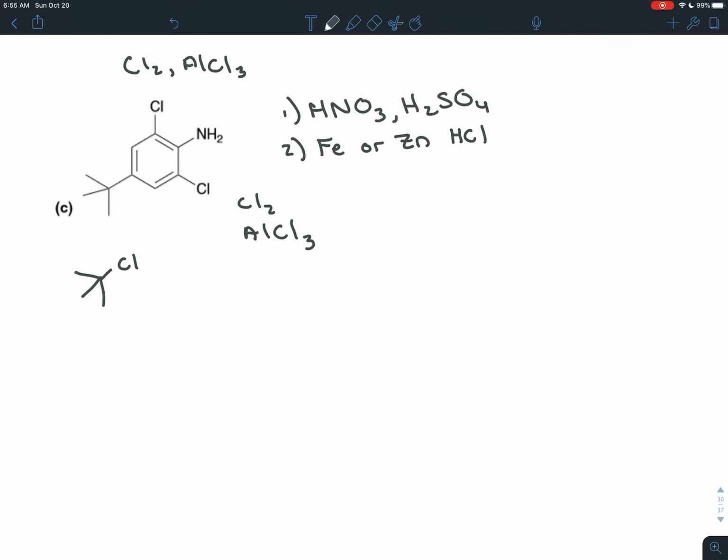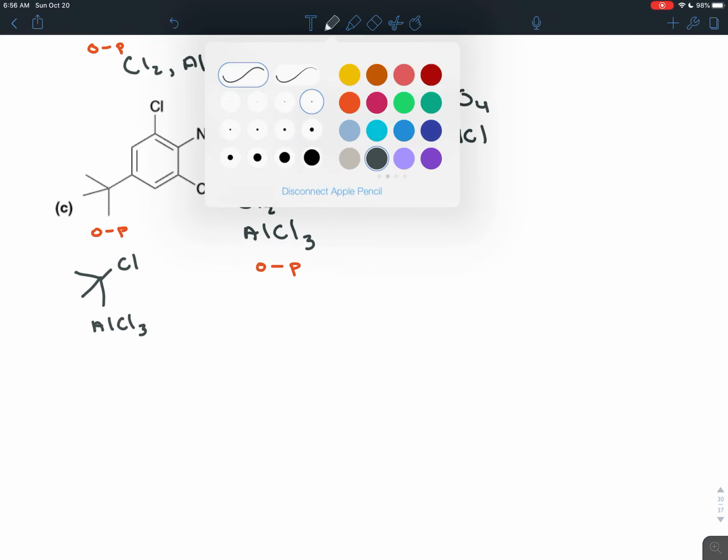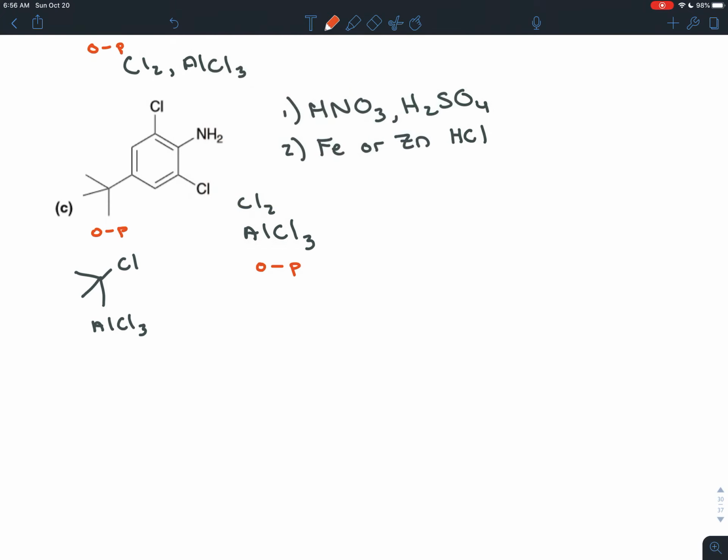Well, the chlorines and the tert-butyl group are meta to each other. And that seems a little awkward because chlorine is ortho-para-directing. This other chlorine is ortho-para-directing. And this is ortho-para-directing. You won't be able to put those on with just each other. The directing effects for those conflict because the chlorines and the alkyl group are all meta to each other, but they're all ortho-para-directors. So everything kind of boils down to this NH2.